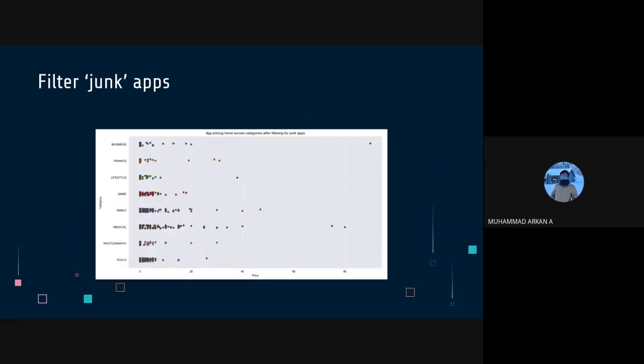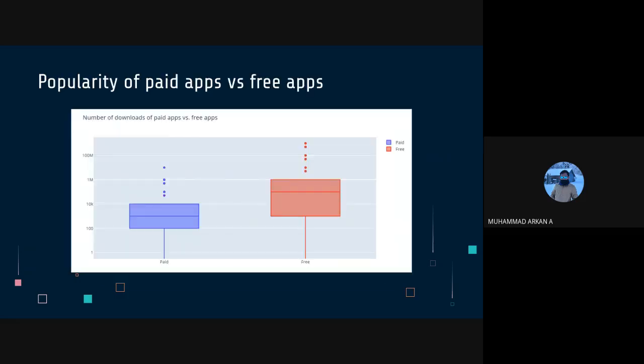Next, after filtering the junk apps, now we can see clearly that the distribution of the app pricing is now under $20. Okay, next.